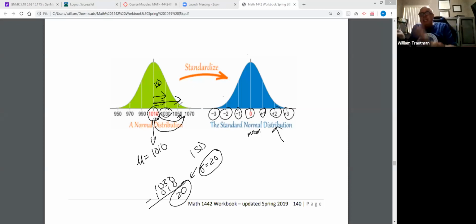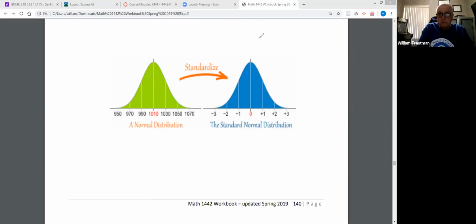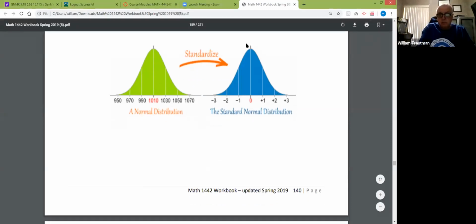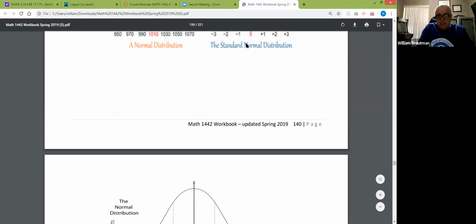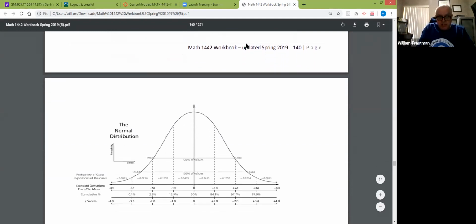So you could use z-values or you could use actual numbers from your data. Normally, when we do this on our calculator, we usually use z-values. There are other ways of doing this, but we're going to stay with finding the z-values and using the z-values when we plug this into our calculator. Anybody has any questions, just yell it out.